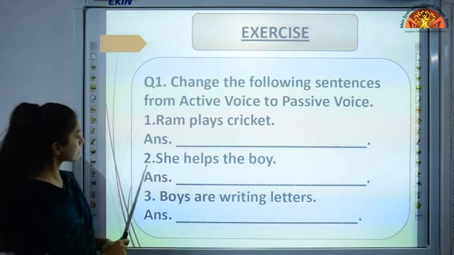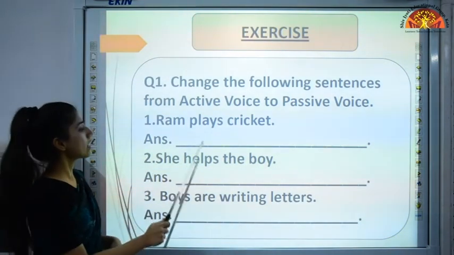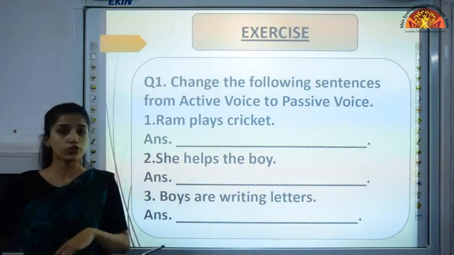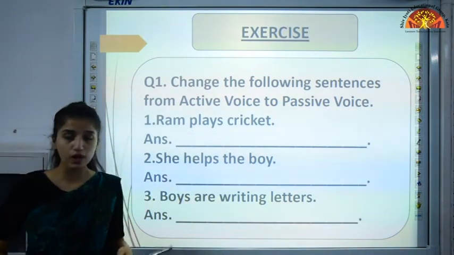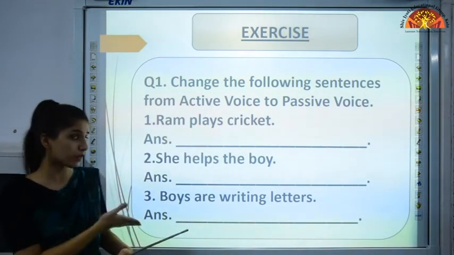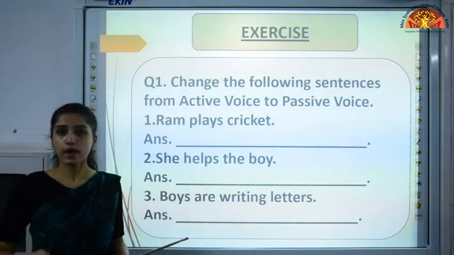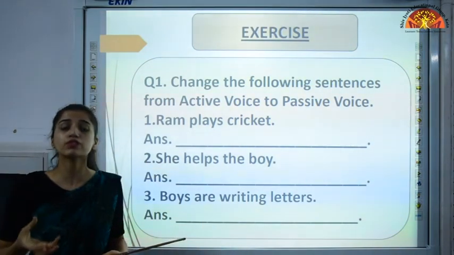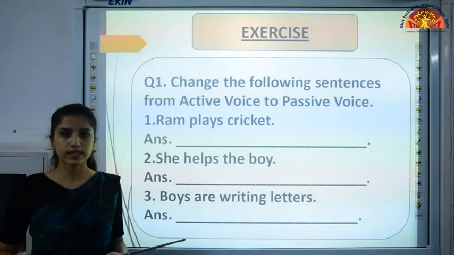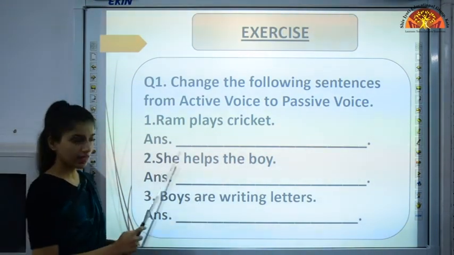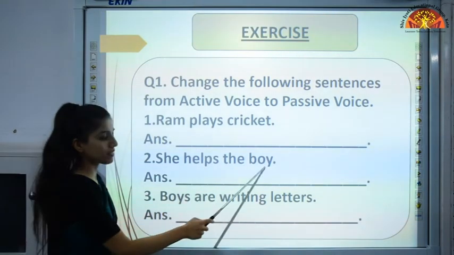Coming to the second sentence, she helps the boy. Here also we can see we are not using any ing over here, and only the verb first form is there. So which tense is it? Simple present tense. So here also we will be applying the structure of simple present tense. Here the subject is she, helps is the verb and the boy is the object.